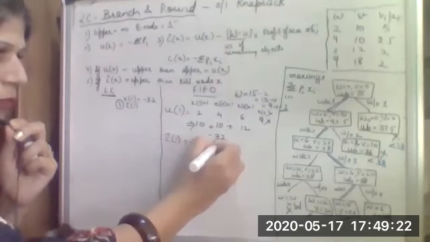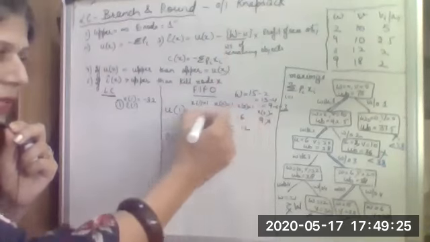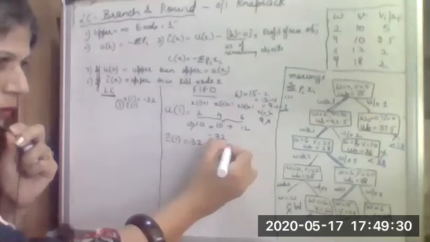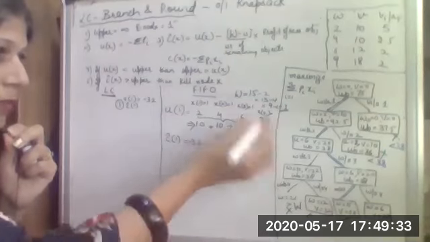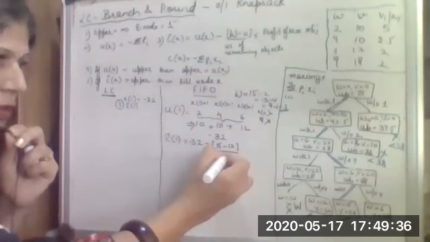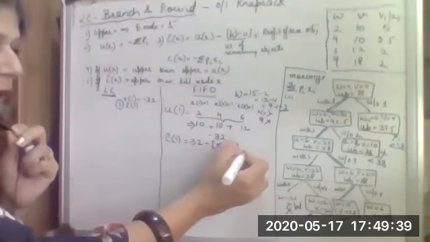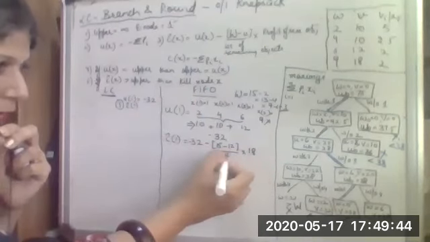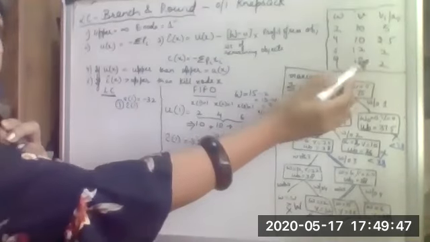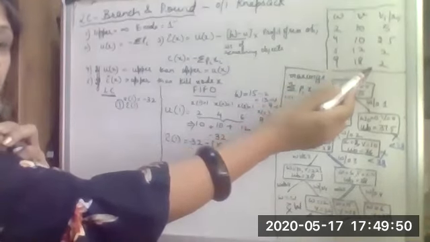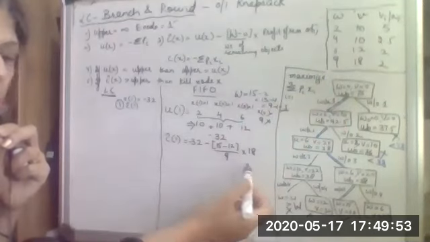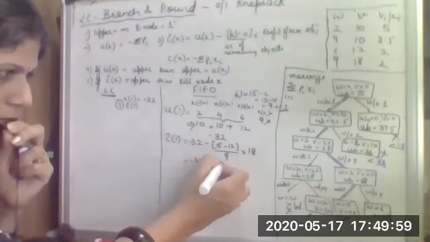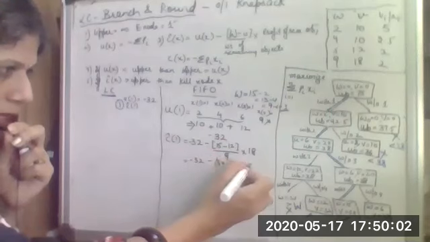minus 15. The current weight that has gone into the knapsack is 6 plus 4 plus 2, 12. The weight of the remaining object is the last object, which has a weight of 9 and a profit of 18. So 18 by 9 is nothing but the per unit profit value for this particular object, which in this case is 2. So this is equal to minus 32 minus 3 into 2, which is equal to minus 38.